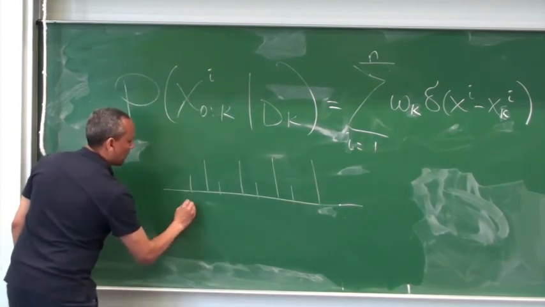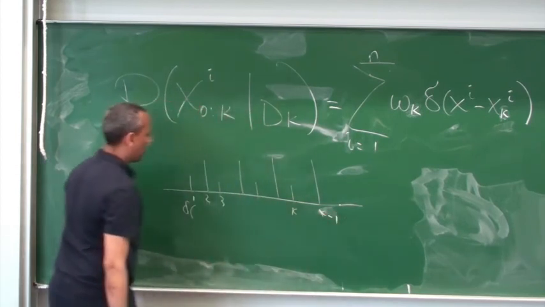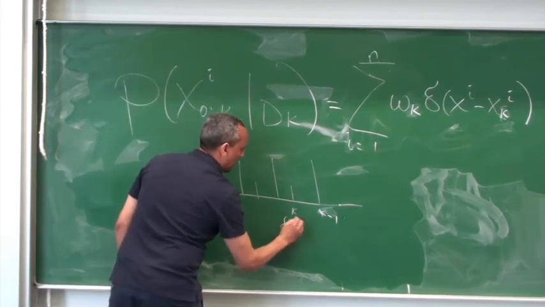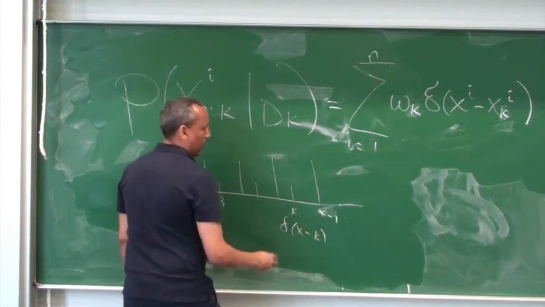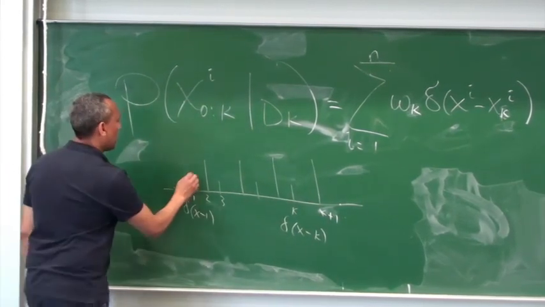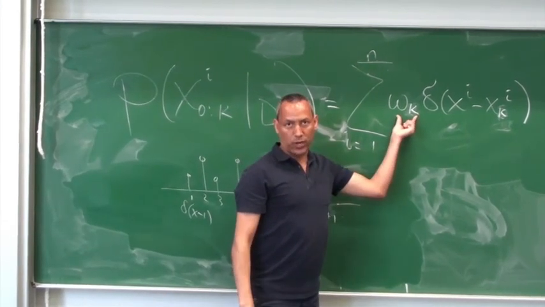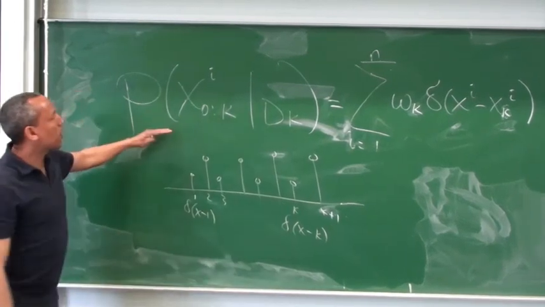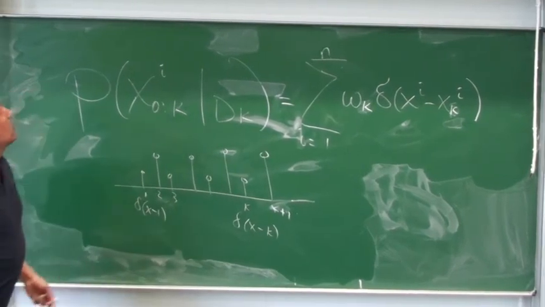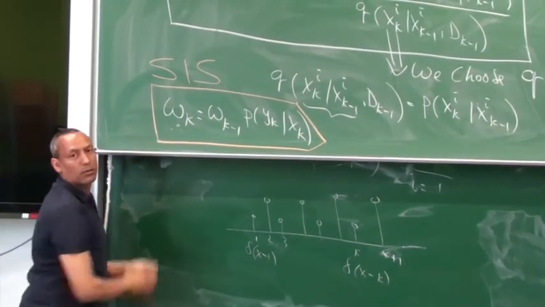This is delta, let's say 1, 2, 3, up to k-1. So this one is delta of x minus x_{k-1}. This is Dirac of x minus x_k, and so on. And for each case, we assign the appropriate weight. Okay? So the posterior probability is described by this expression, and the weight is also expressed by this one.